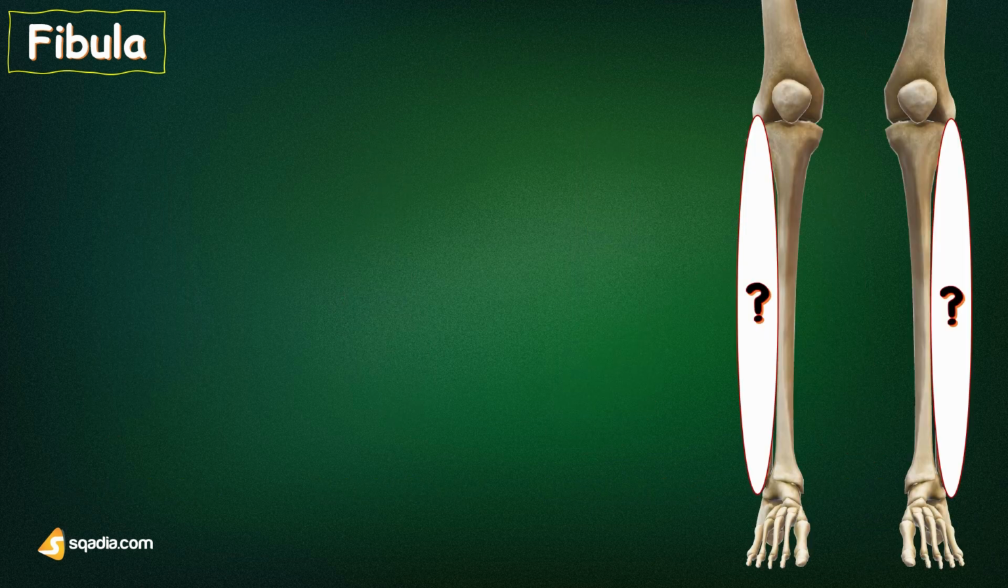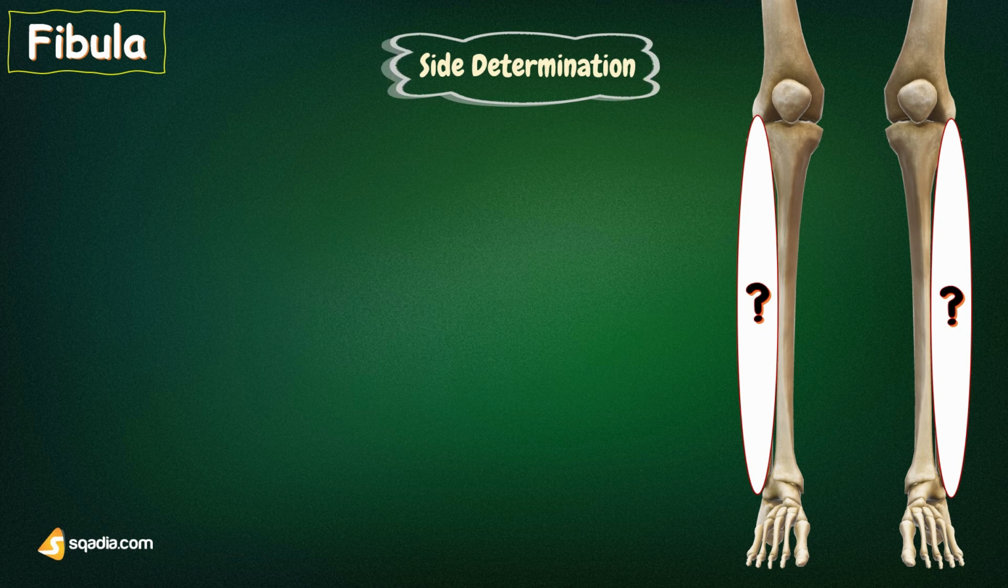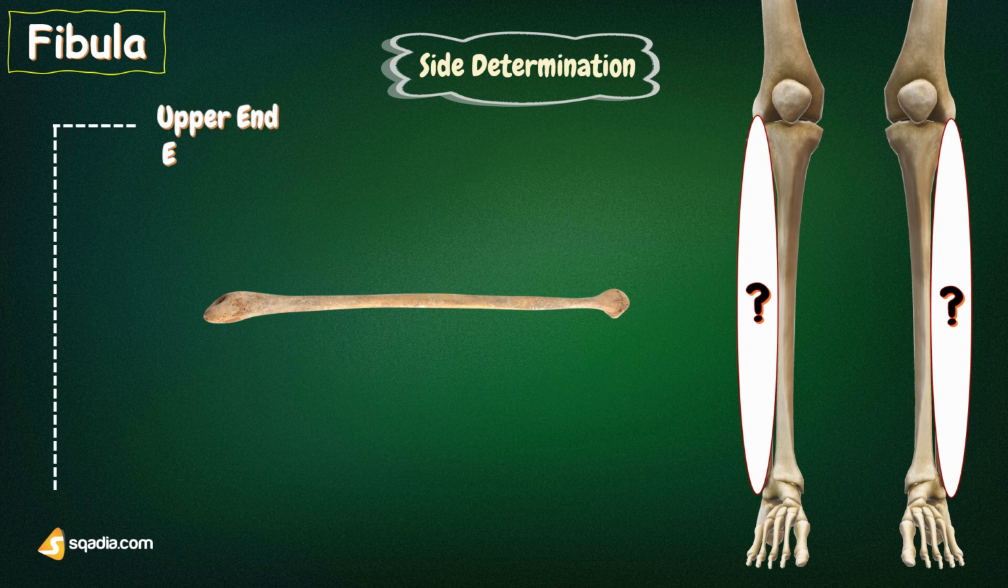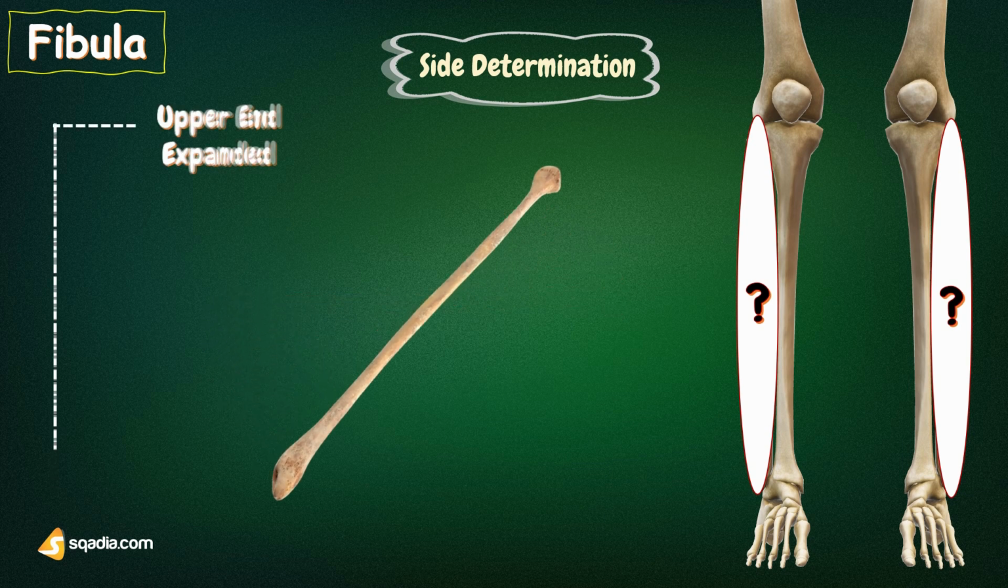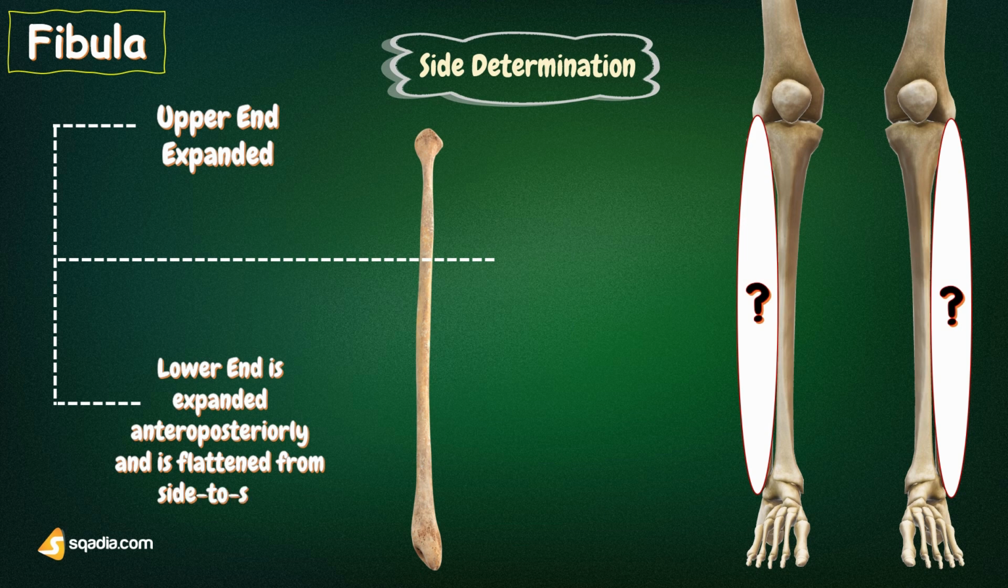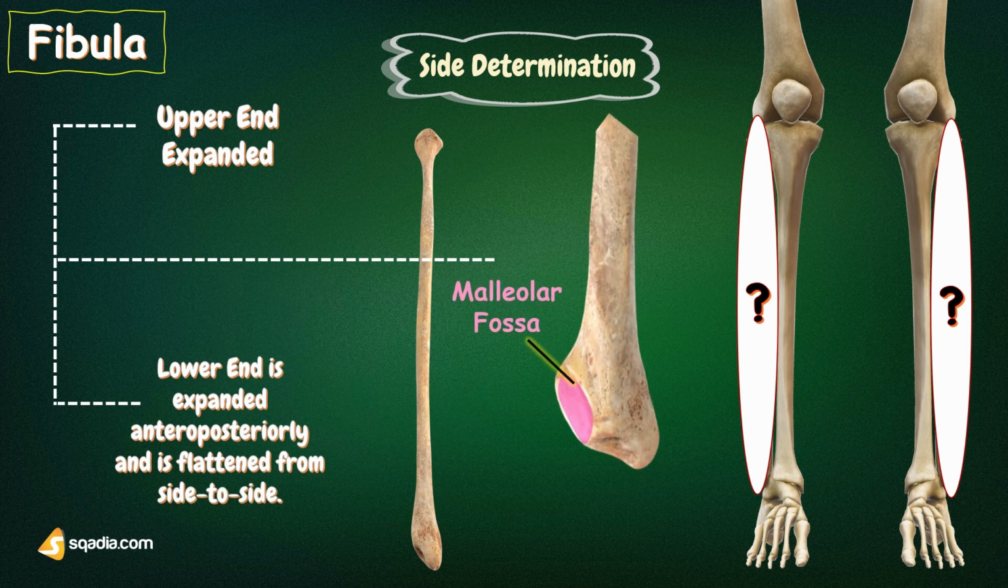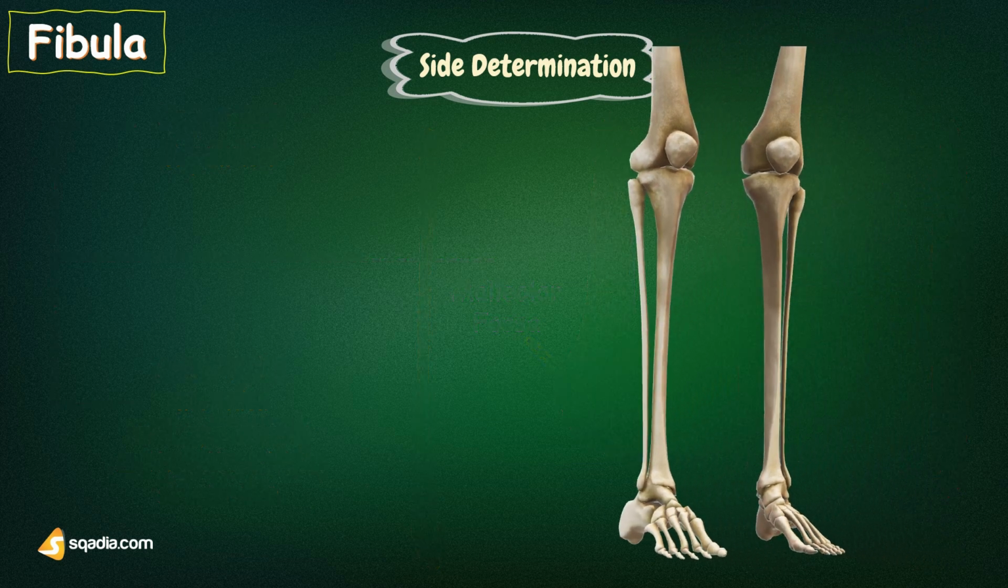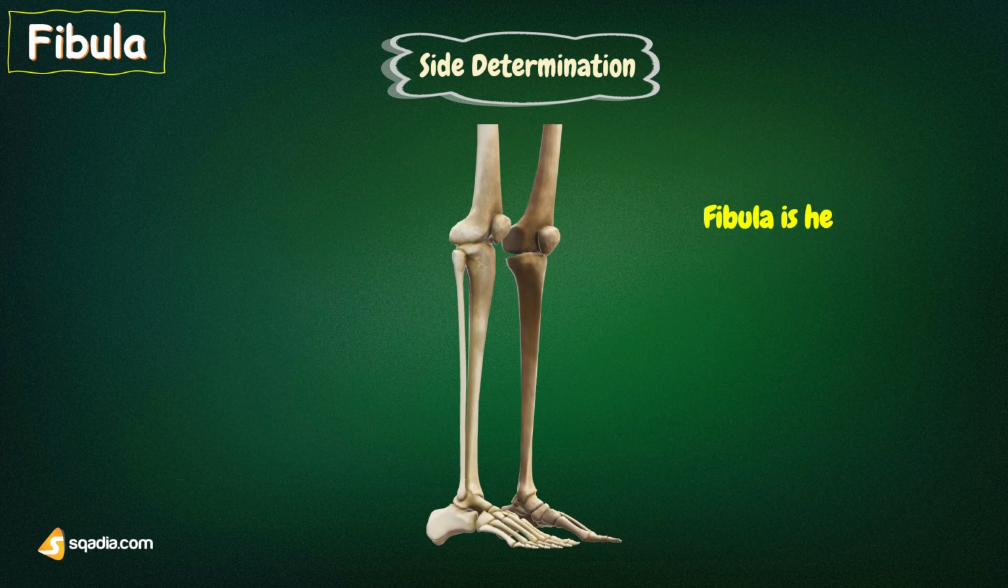Now that you are aware of the basic features of the fibula, it will be easier for you to determine the side and anatomical position of the bone. The upper end or head is slightly expanded in all directions. The lower end or lateral malleolus is expanded anteroposteriorly and is flattened from side to side. We also have the facet present on the medial side of the lower end and a deep malleolar fossa posteriorly. That helps determine the anatomical position of the bone.